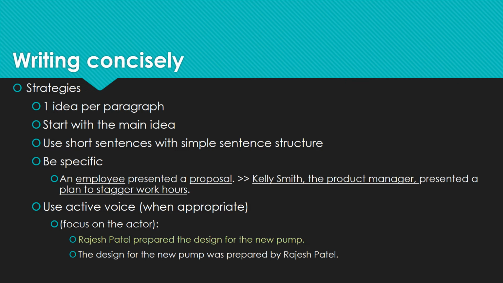The design was prepared. We could even stop here without mentioning who prepared the design, but that would negate our preceding point to be specific. Now, again, I'm not telling you that you can never use passive voice, but you should carefully consider whether you have a good reason to do so.